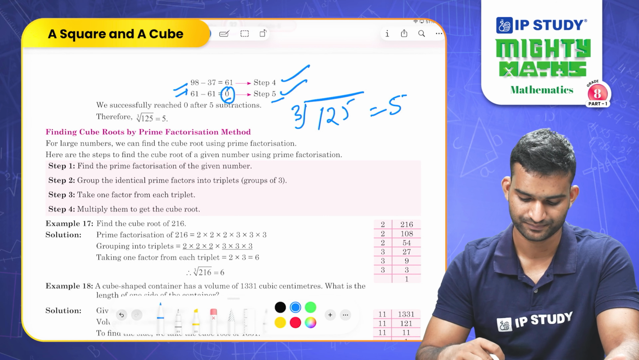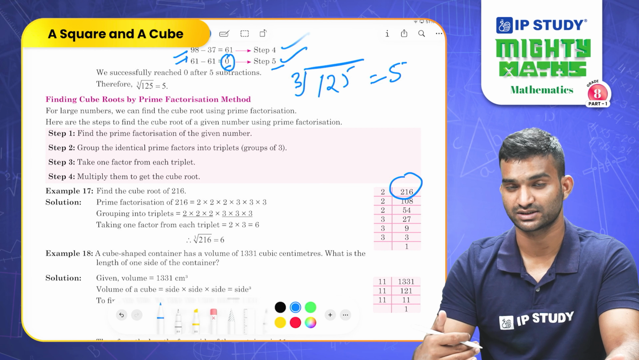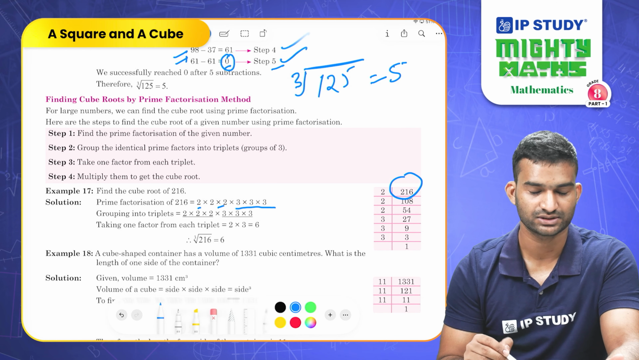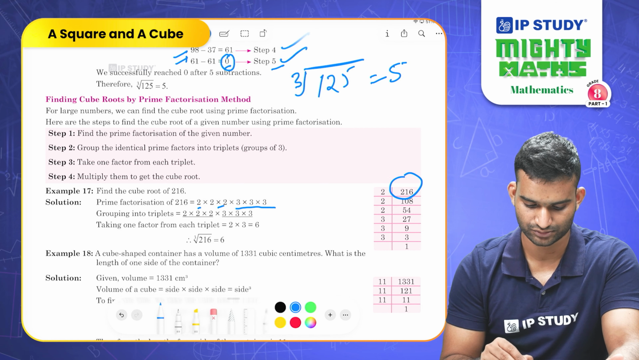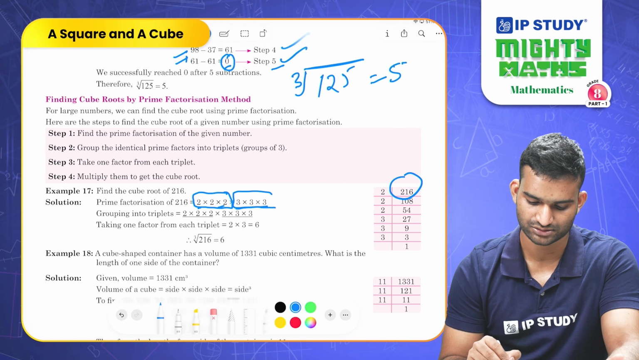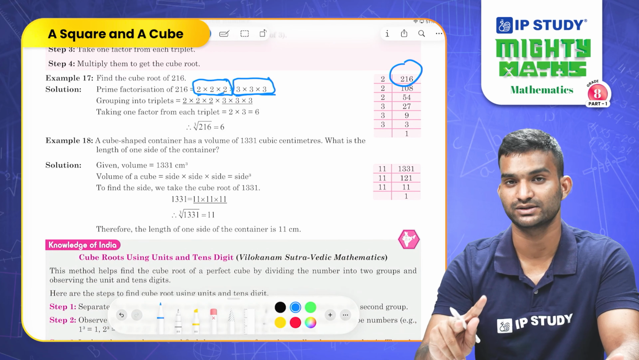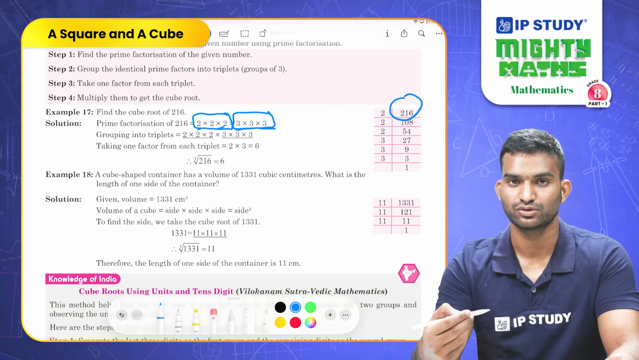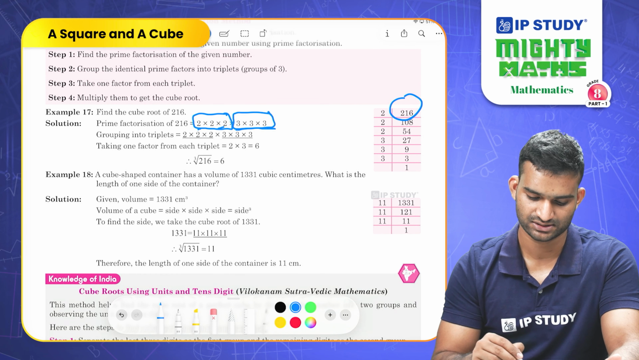For example, if we have 216, and now we take the prime factorization of the number, this is 2 cross 2 cross 2, and 3 cross 3 cross 3. Now what we need to do here is look for the triplets. So 2 cross 2 cross 2 represents one triplet and 3 cross 3 cross 3 represents another triplet. So this is how we have completed 2 triplets. That is why there is no number that is left unpaired. So we can say the cube root of 216 is 2 cross 3, which is 6.